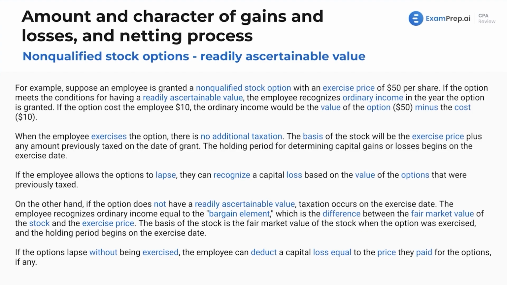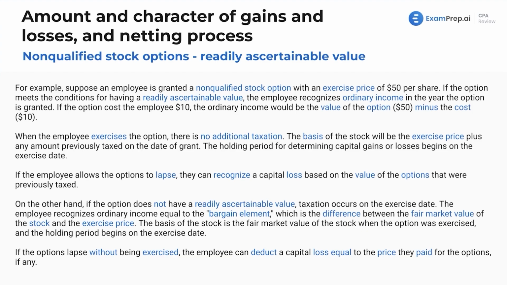Specifically as well, the basis of the stock will be the exercise price plus any amount previously taxed on the date of the grant. The holding period for determining this begins on the exercise date. We saw that before as well. Holding period, very important for short term versus long term. Now, if the employee allows the options to lapse, they can recognize a capital loss based on the value of the options that were previously taxed. Also, it makes sense: if you were taxed on something and it just goes to zero, you don't have any value. You want to be able to deduct the loss that you saw on that.